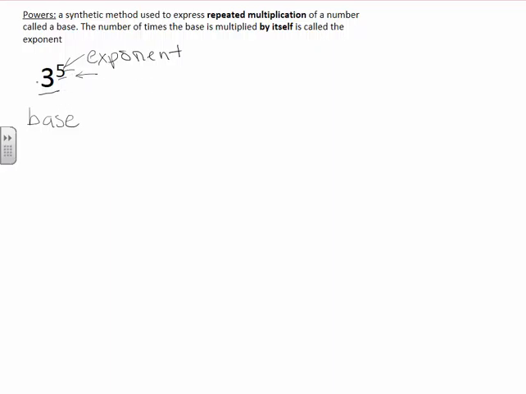If we were asked to evaluate this power, we would do it as such. 3 to the 5 is equal to, by definition, repeated multiplication of the base: 3 times 3 times 3 times 3 times 3. You can see we followed this definition exactly. We repeated the multiplication of the base, which is 3, for the amount of times told in the exponent, so 5 times. So we did 3 times itself 5 times, which gives us the value of 81 as our final answer.